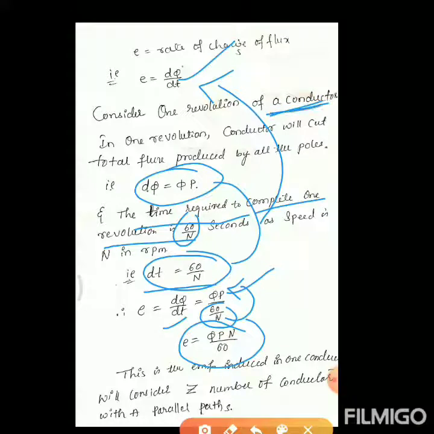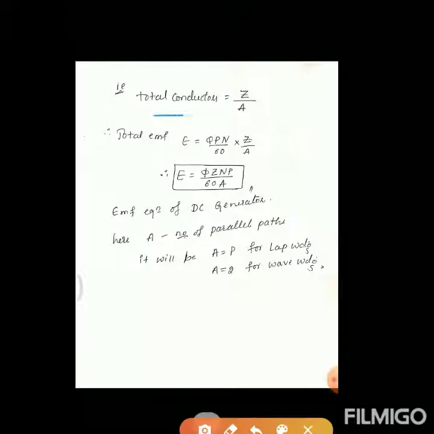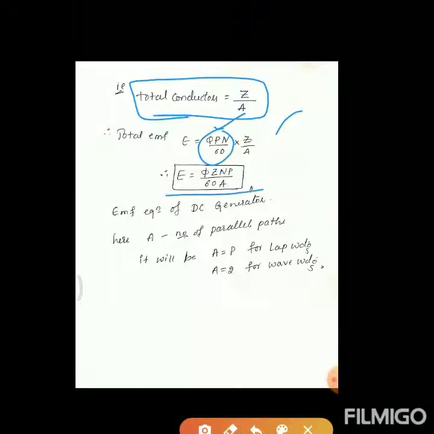That's what we have considered here. But in the generator you would have Z number of conductors with A number of parallel paths. So the conductors in each path will be Z by A, based on wave winding or lap winding. The EMF for a single conductor was already found to be phi P N by 60. Now we have a number of conductors, so it will be divided by A. Therefore the induced EMF of a DC generator is E equal to phi Z P N divided by 60 A. This is the EMF equation of the DC generator.